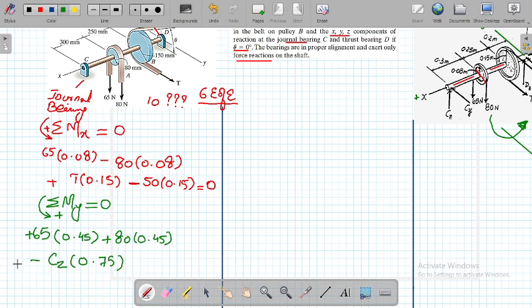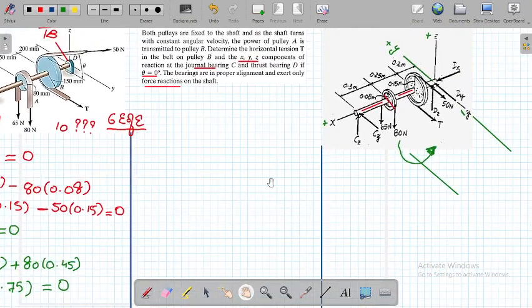Okay, so why is the minus sign over here? The equation will be equal to 0. The minus sign is here because this Cz is on the z-axis, and this 0.75 is along the x-axis. You can easily say this Cz has a tendency to rotate the body in a clockwise sense about the y-axis.